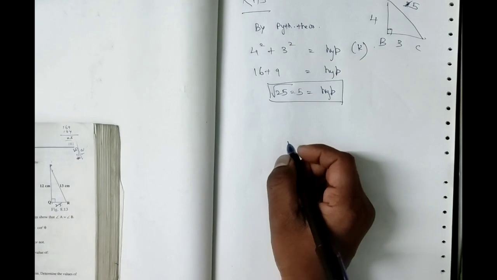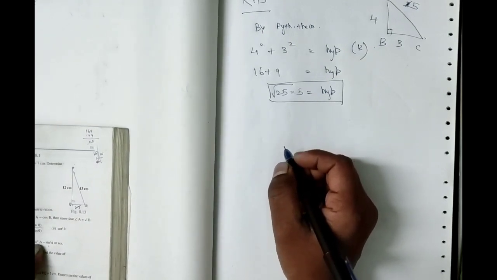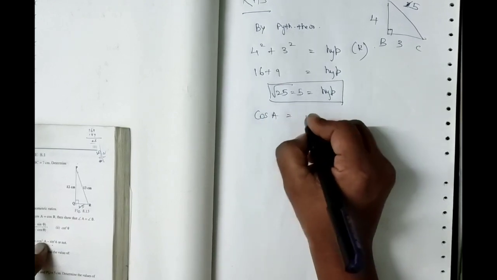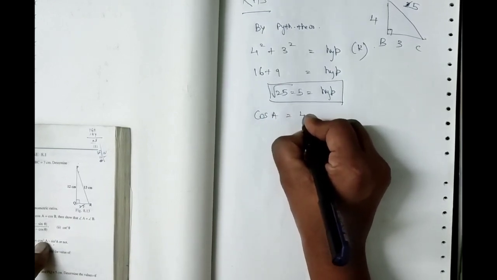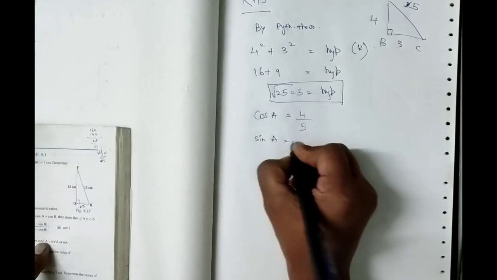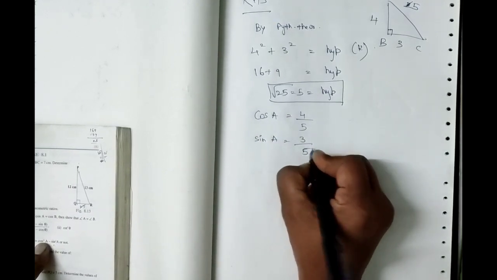And now with this we'll try to find cos and sine. What will be cos of A? It will be adjacent divided by the hypotenuse, so it is going to be 4 by 5. And sine of A is going to be opposite by hypotenuse, which is going to be 3 by 5.